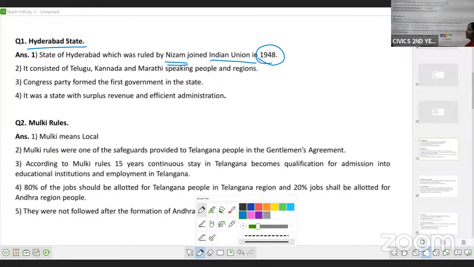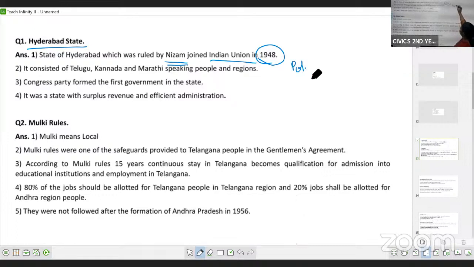In 1948, after police action, it became part of the Indian Union. Hyderabad became part of the Indian Union and it was called Hyderabad state. Now if you see this Hyderabad state, it had people speaking 3 languages. The complete Hyderabad state consisted of people speaking 3 languages. So what are the 3 languages? Telugu, Kannada and Marathi. These were the languages spoken by the people of this region, that is Hyderabad state.